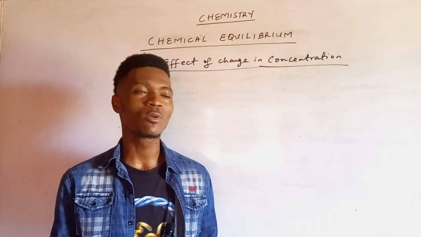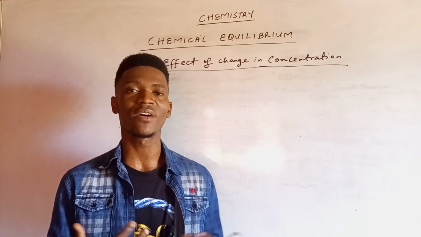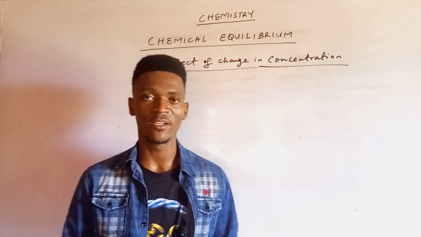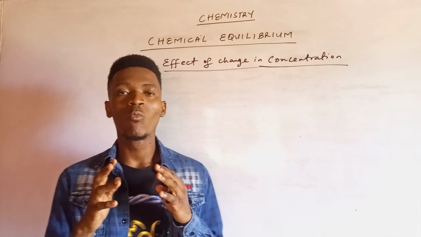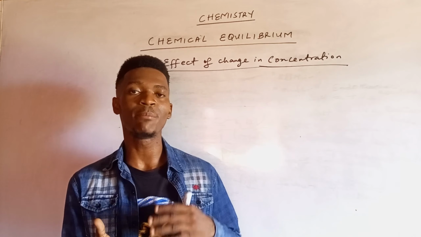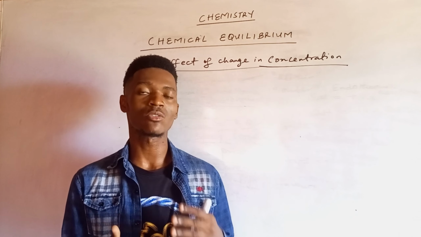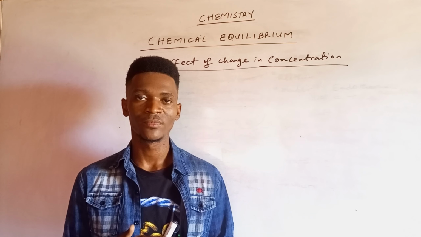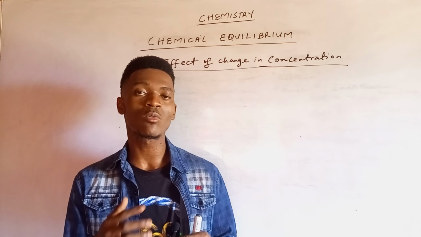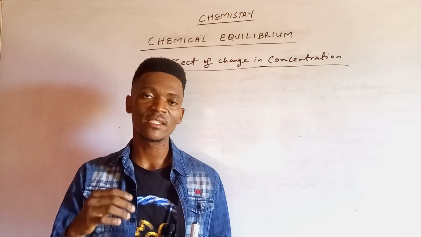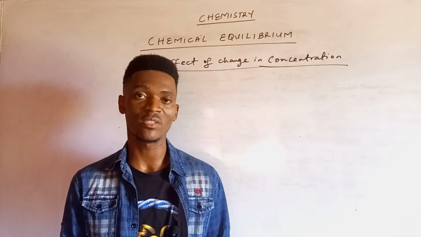And what does this really entail in terms of how it affects a system at equilibrium? Please, you have to be very attentive now. When there is an increase in the concentration of a part of a chemical reaction at equilibrium, it favors the opposite part of the reaction. Then when there is a decrease in the concentration of a part of a chemical reaction at equilibrium, it favors that same part of the reaction. What does that mean?